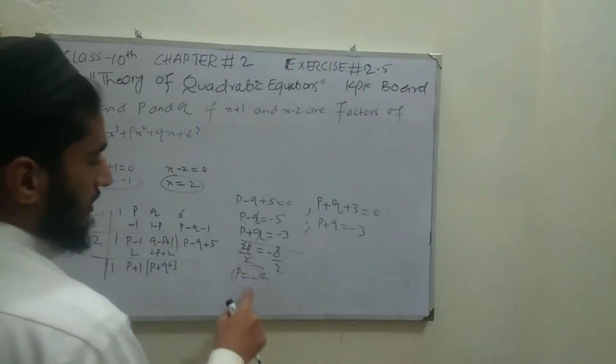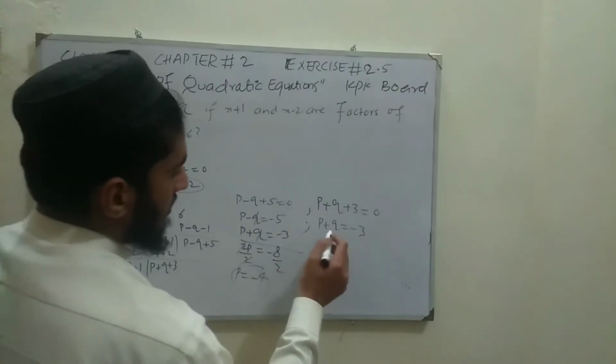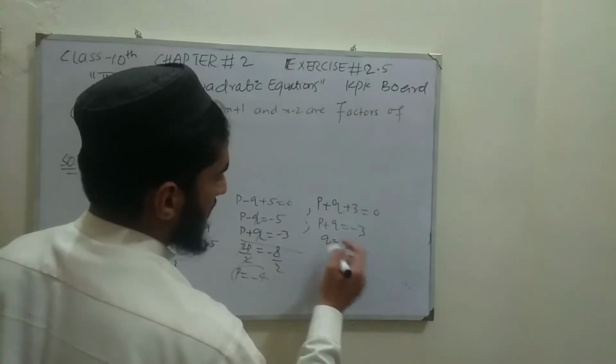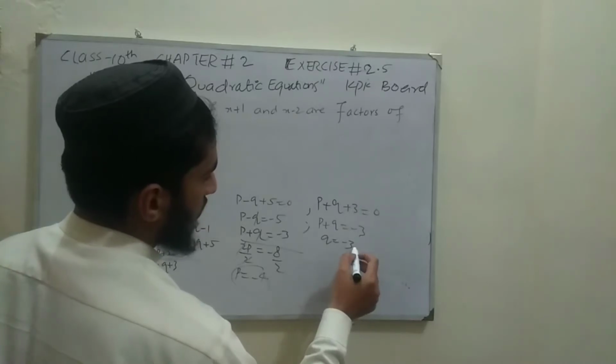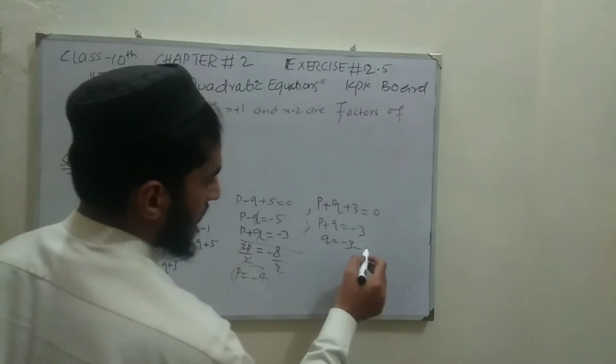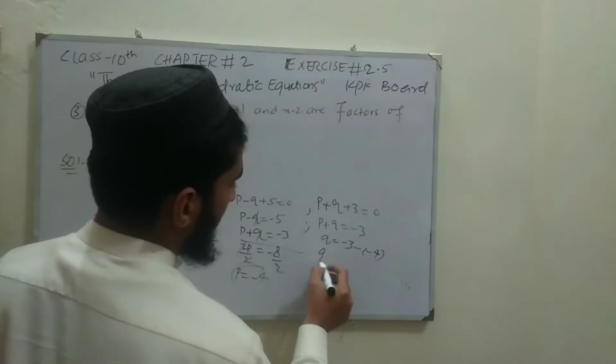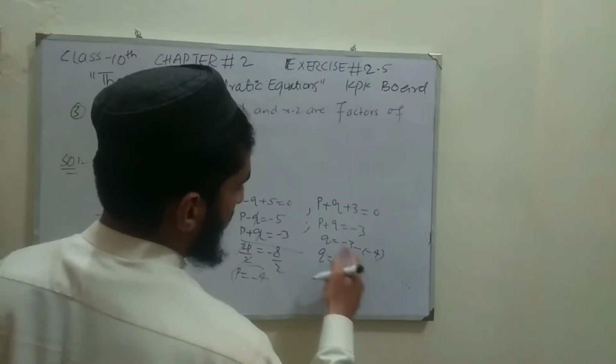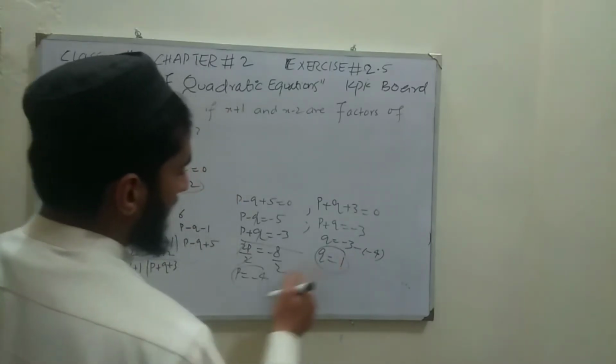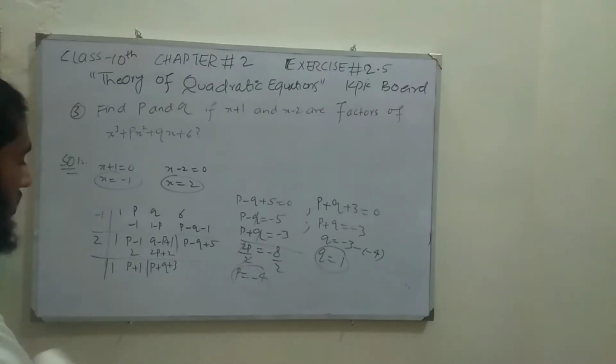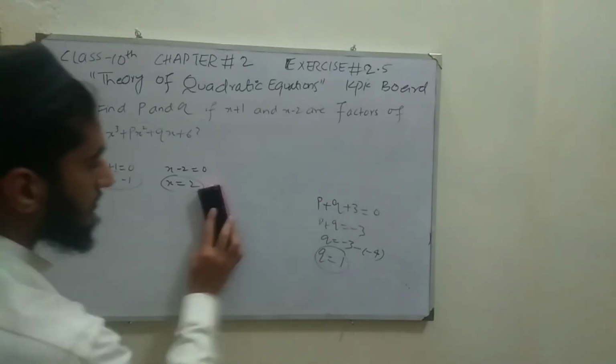Putting the value of p equal to negative 4 here, q will be equal to minus 3. P will shift to the right hand side and becomes negative p, so negative p is minus 4. Solving for q, minus minus gives us 4, and 4 minus 3 gives us 1. So the value of q is 1 and the value of p is negative 4. Move to question number 4.